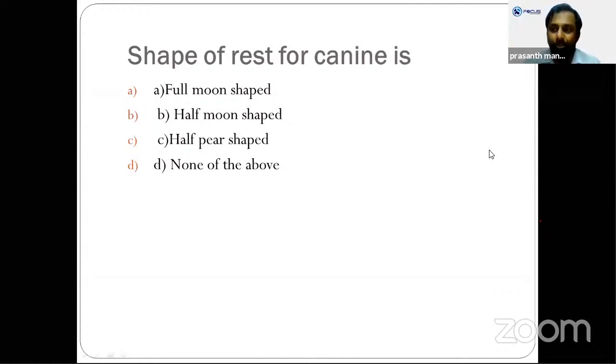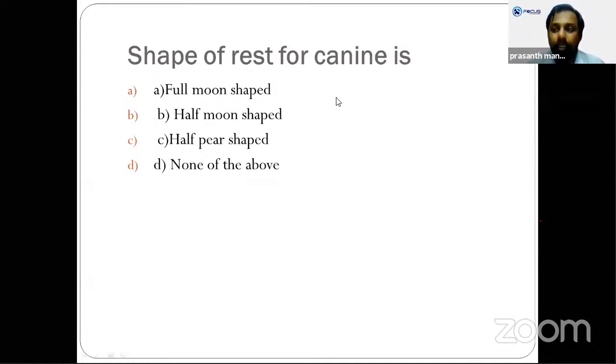These questions are frequently asked ones. They are direct ones, easy ones. Now, what should be the reduction in the marginal ridge for an occlusal rest? Or what is the minimum amount of preparation required at the marginal ridge for occlusal seat preparation? It's 1 to 1.5 mm. It's not 2.5 mm. Marginal ridge, it is 1 to 1.5 mm. Clear?